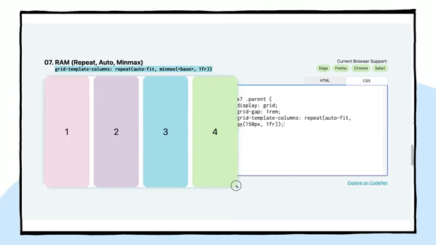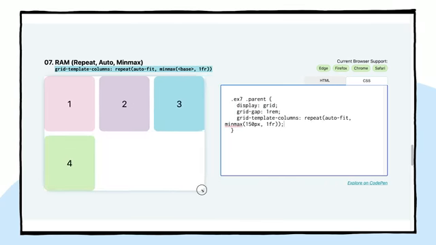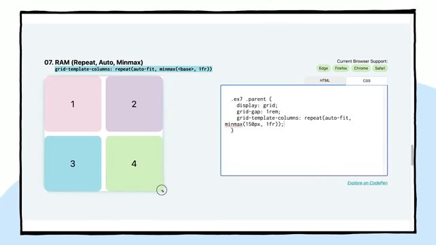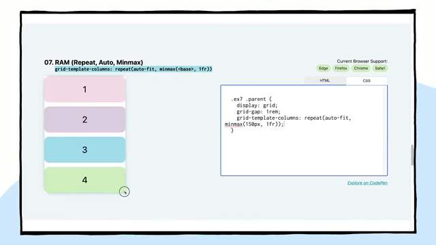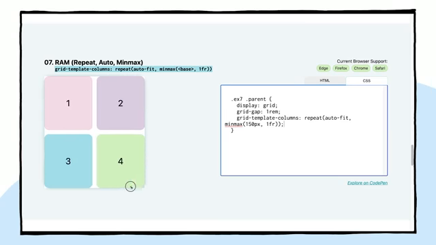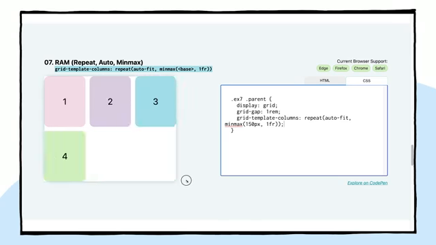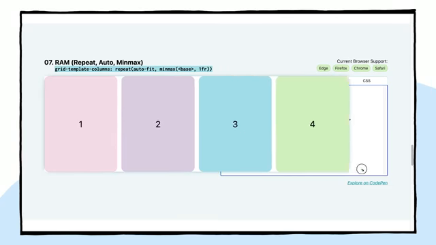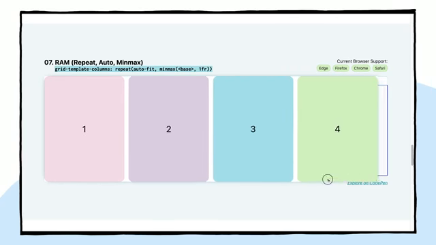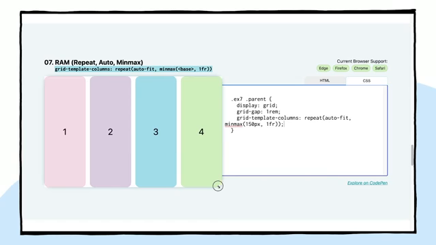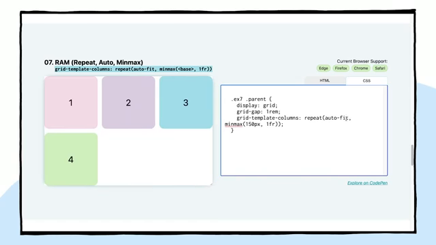As I decrease it, they're going to hit this 150 base value, and then they're going to wrap onto the next line. But here we have them auto-fitting, so they're going to be spanning to take up as much space as they can. There's some really cool algorithms at play here. Now, if we change this to auto-fill, this will look a little bit different. So let me just update that to autofill.